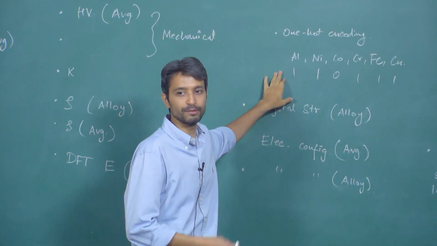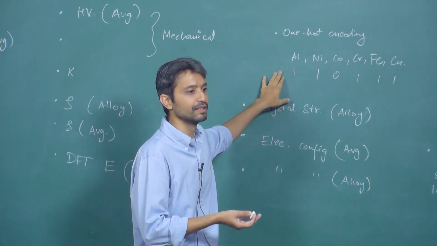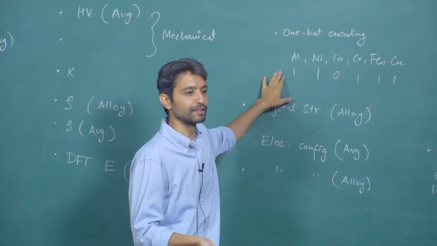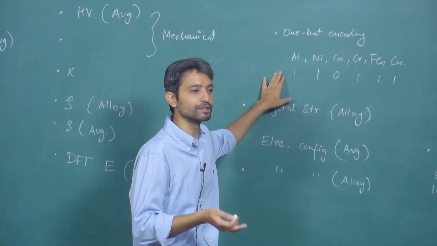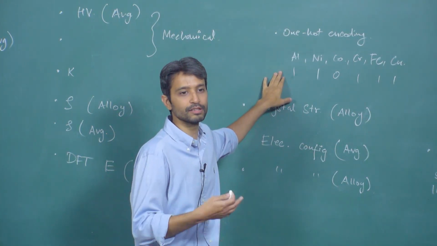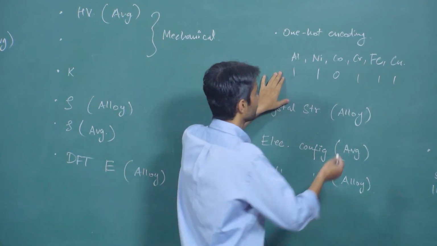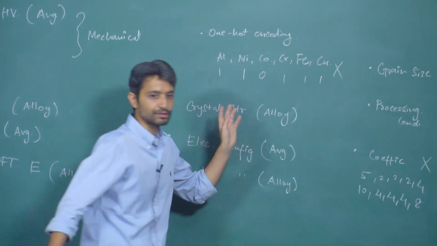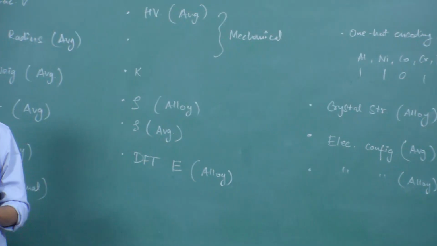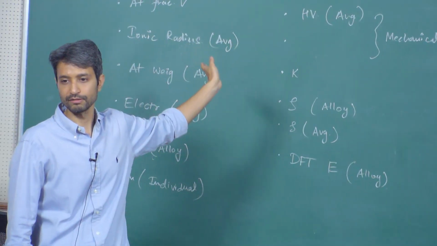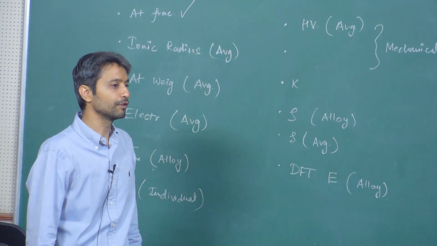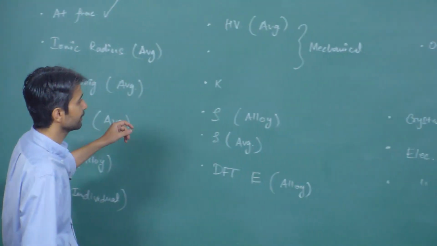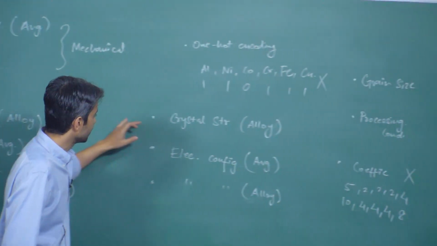So one hot encoding plainly is not good because just knowing whether aluminum is present, yes or no, is not enough. I also need to know how much aluminum is present and how much chromium is present. So just having one hot encoding is not important, but atomic fraction also accounts for how much of something is there.